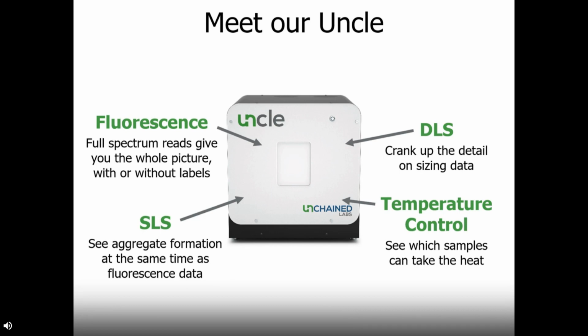DLS is dynamic light scattering and allows for detailed measurements of size and size distribution. Those three detection methods can be operated isothermally or across a heat ramp designed to thermally stress samples and see which ones can take the heat. That means Uncle's able to deliver results on aggregation and two different looks on viral capsid stability in about 2 hours with only 9 microliters of sample for up to 48 samples at a time.